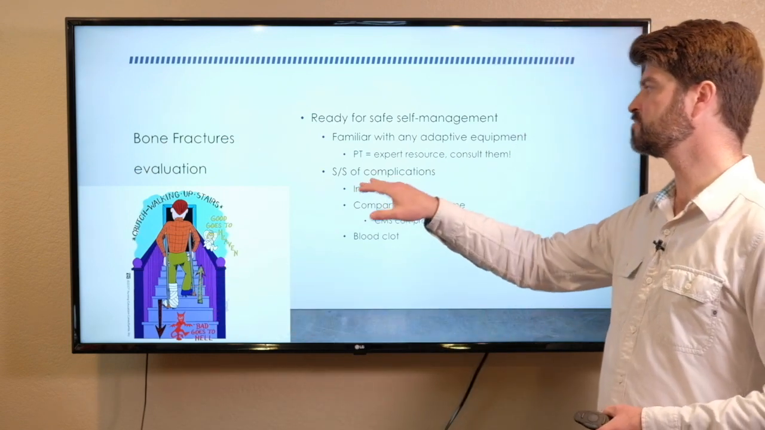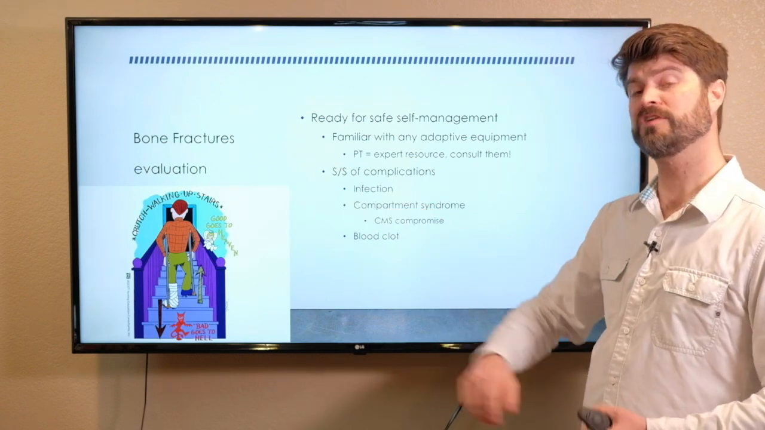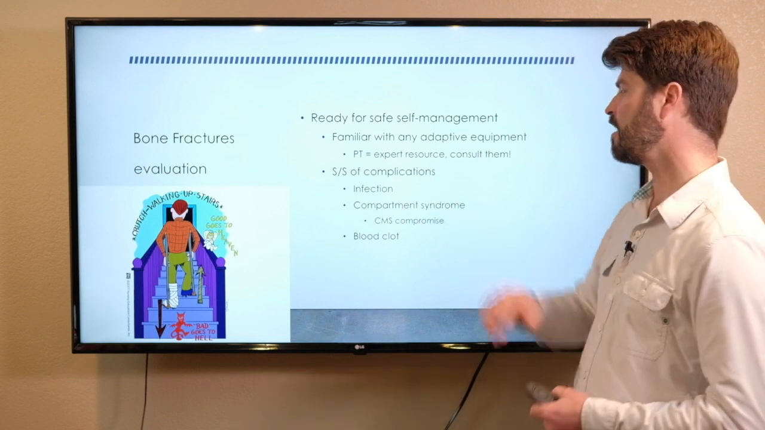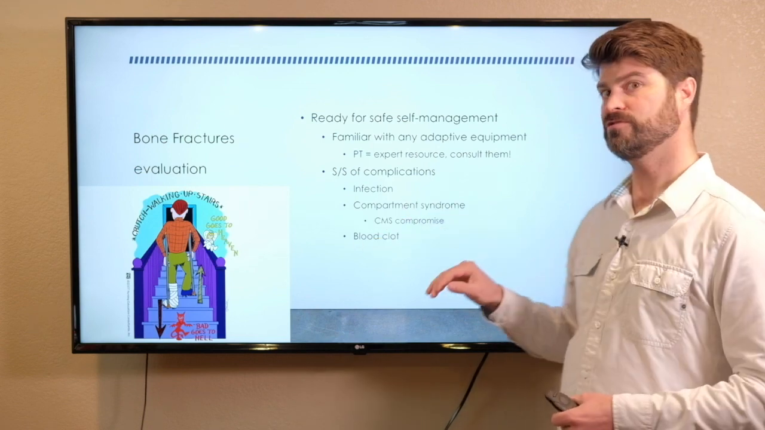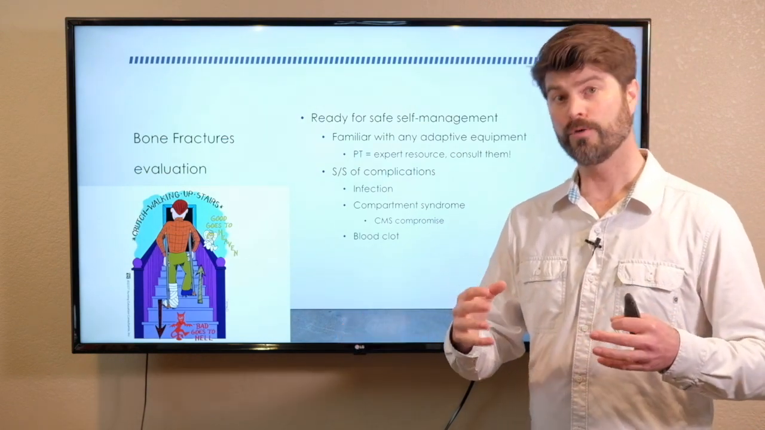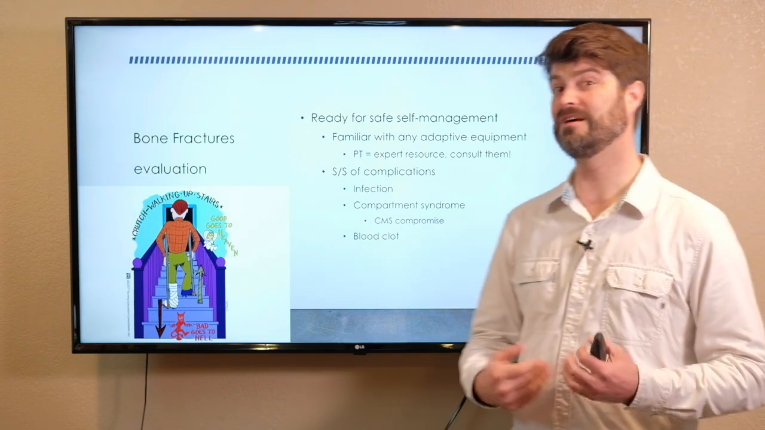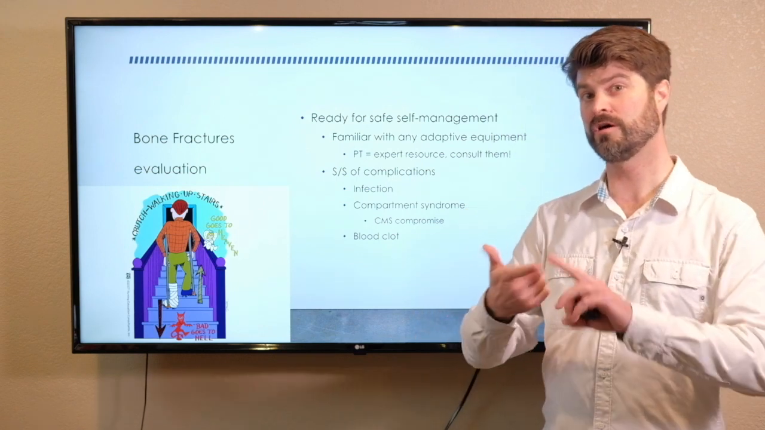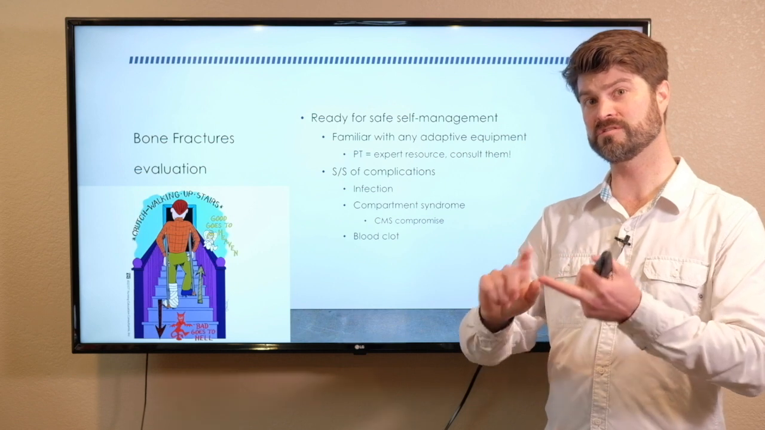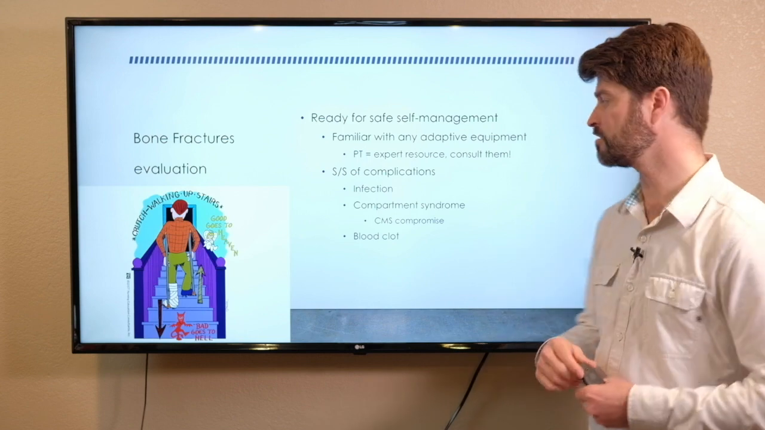Other things, signs and symptoms of complication, this is all us. So infection, especially with our open fractures or any patient that's had surgery, high risk for infection. Compartment syndrome, especially in that immediate preoperative and postoperative phase where our inflammatory response is at its greatest. We need to make sure that they don't have any CMS compromise, so circulation, motion, sensation. So that's our circulatory assessment, musculoskeletal assessment, and our neurologic assessment of that fractured extremity.